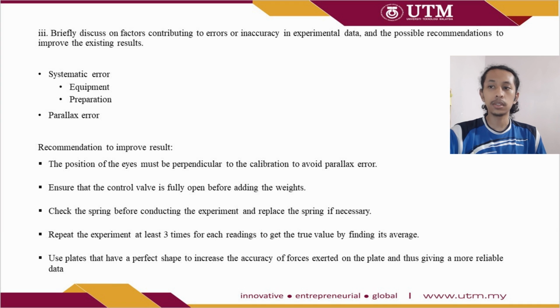As recommendations to improve the result, we can put the position of our eyes perpendicular to the calibration so that we can avoid parallax error. We make sure that our equipment is in good condition, for example, we make sure that the control valve is fully open before adding the weights. We check the spring, we repeat the experiment at least 3 times and get the average value, and we use plates that have a perfect shape to increase the accuracy of forces exerted on the plate, thus giving us more reliable data.